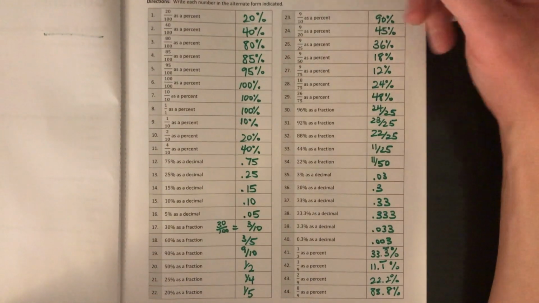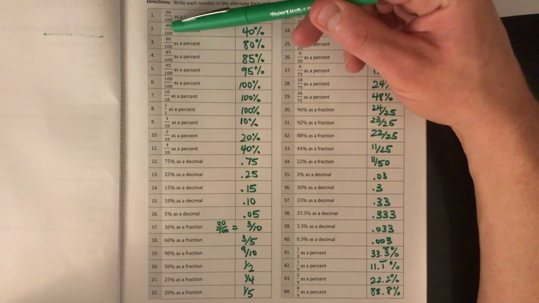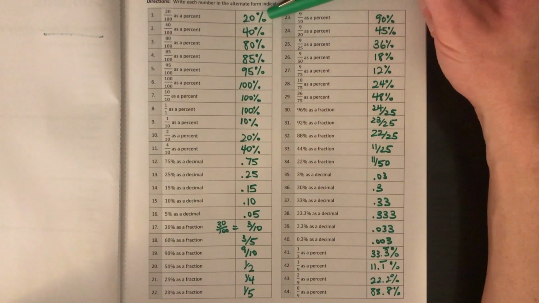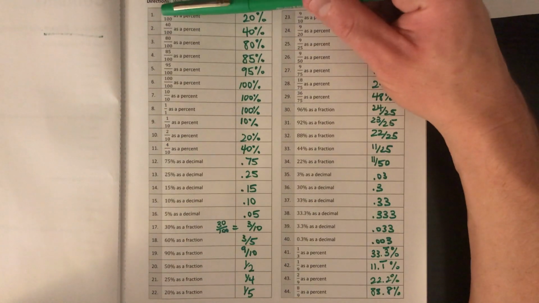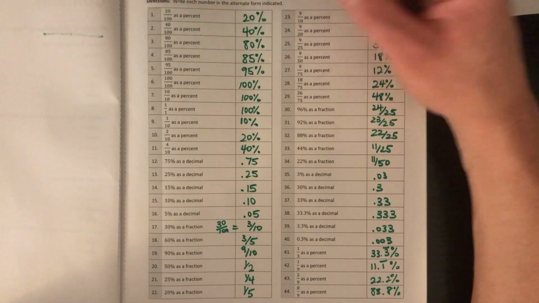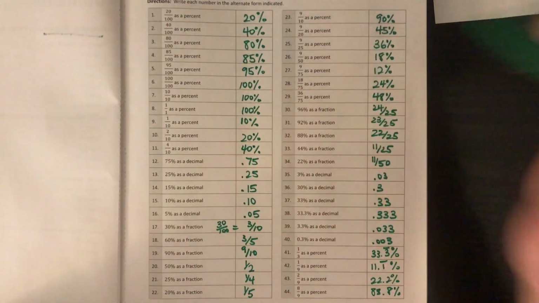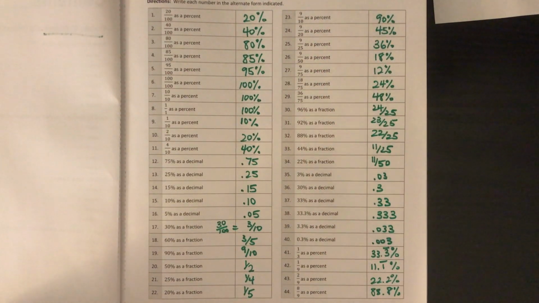So the first few are really easy because they're just a number divided by 100. But divided by 100 literally means the exact same thing as the percent sign. So if you have a number over 100 or divided by 100, then it's just that number percent. Like dividing by 100 and the percent sign are interchangeable. They mean the exact same thing.